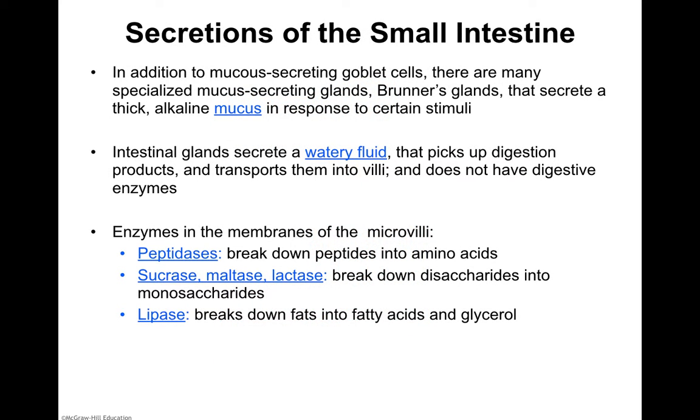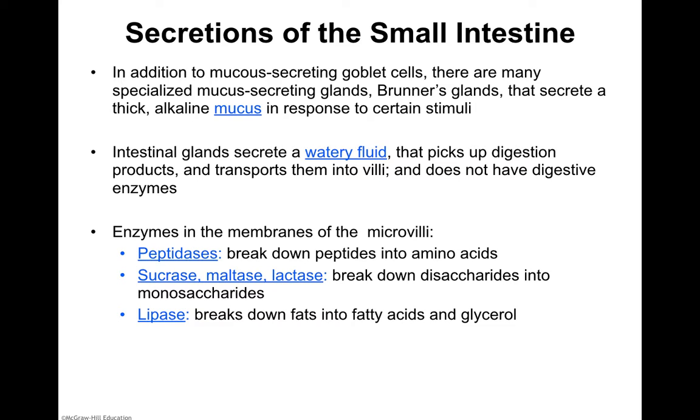The small intestine secretes mucus from goblet cells. Brunner's glands in the small intestine produce an alkaline mucus to balance the acidic material coming out of the stomach. The intestinal glands secrete a watery fluid that picks up digestive products and transports them to the villi. It doesn't have digestive enzymes on its own.